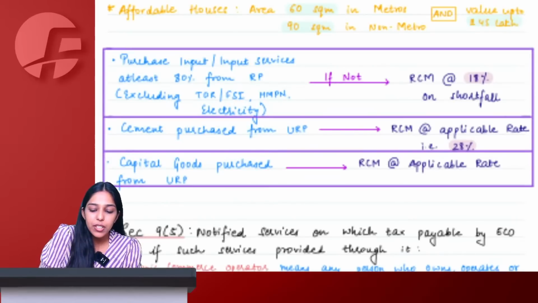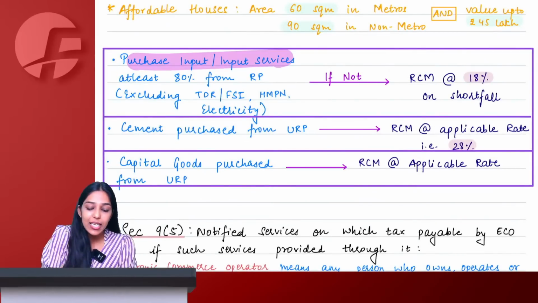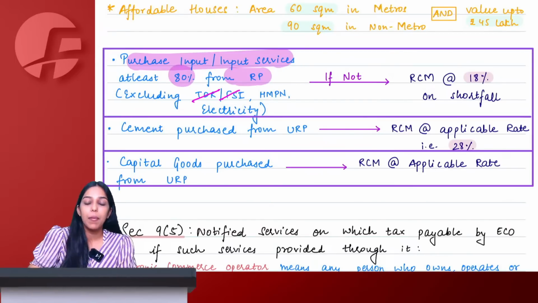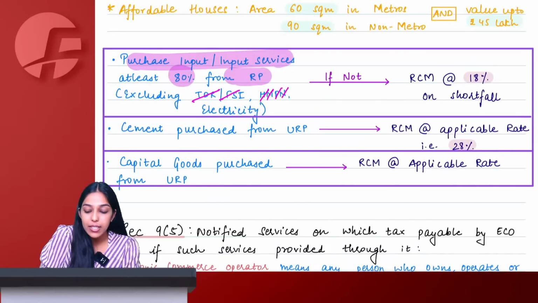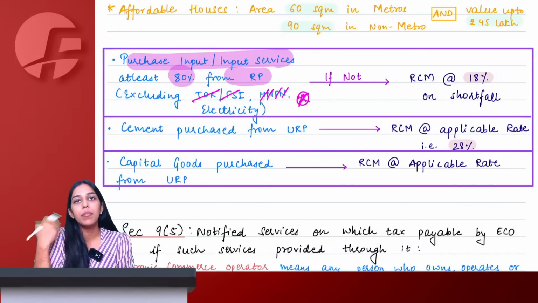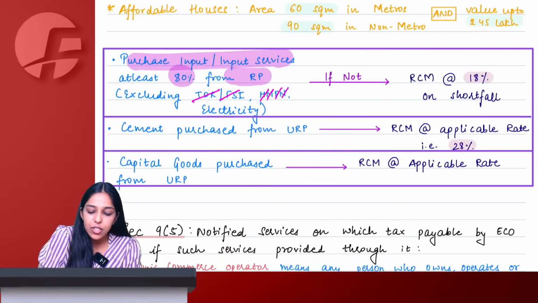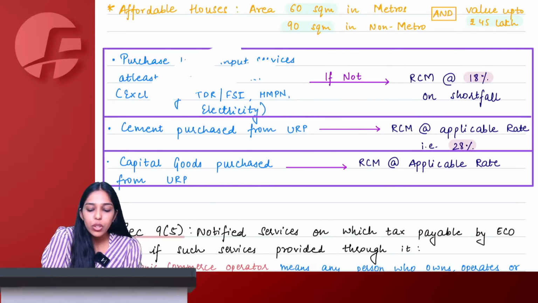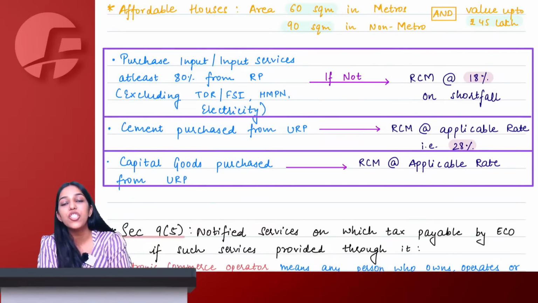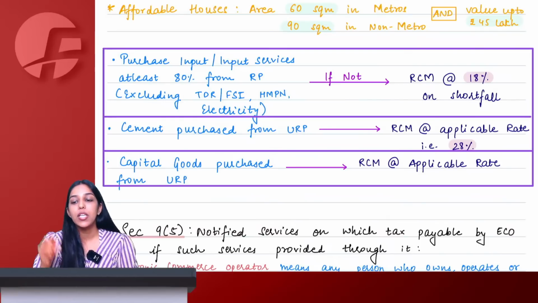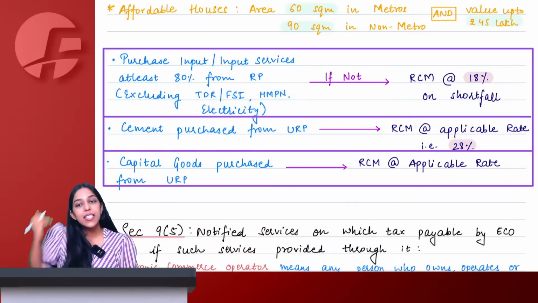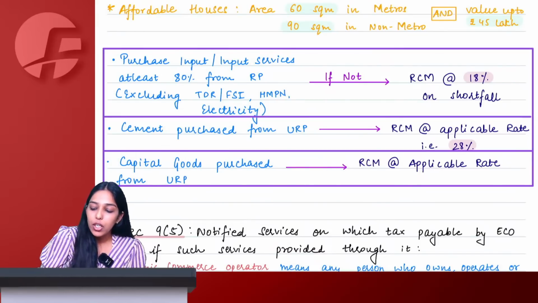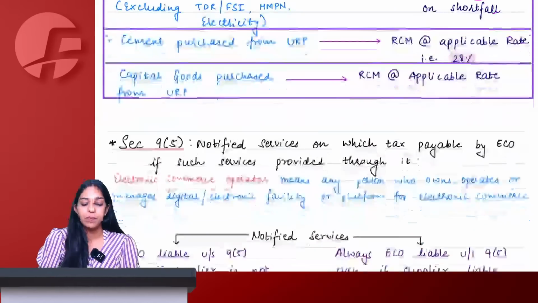What we are saying is that at least 80% of the purchase of inputs or input services has to be from a registered person, excluding TDR and FSI, because on this RCM anyway applies. Then high speed diesel, motor spirit, petroleum crude, natural gas, and ATF are not counted, because aviation turbine fuel cannot be used in construction anyway, and electricity as such is also exempt under GST. So exclude all of these things. Other than this, whatever total purchases you are availing, at least 80% of this should be from registered persons. If less than 80% is from registered persons, then on whatever is the shortfall from 80%, you will have to pay 18% RCM.